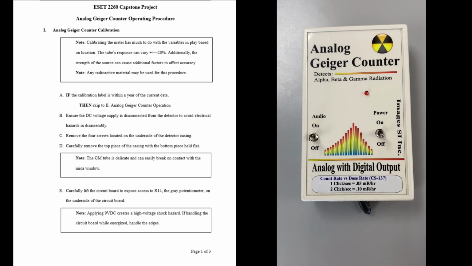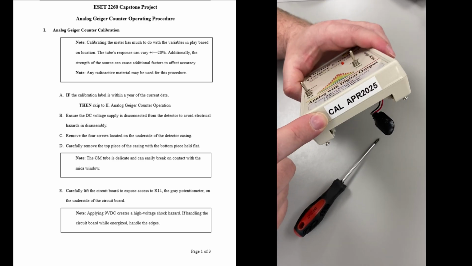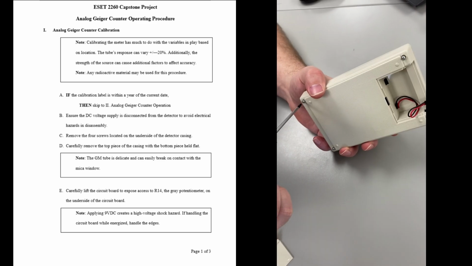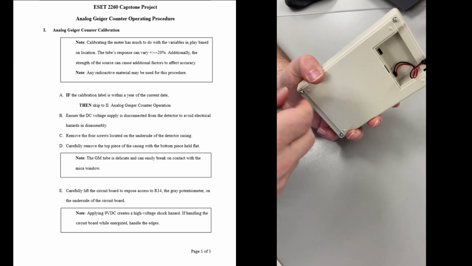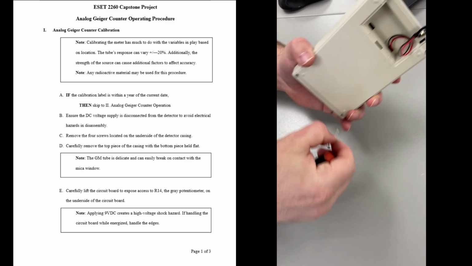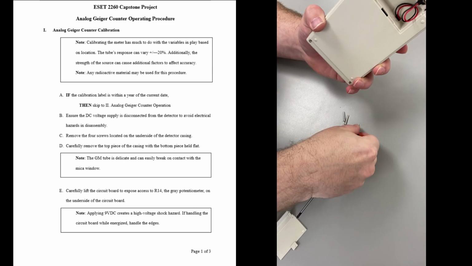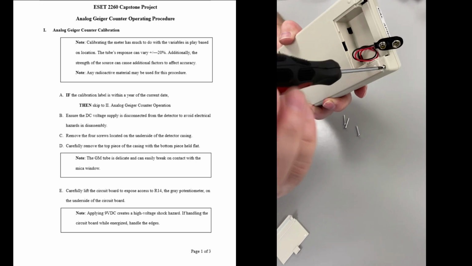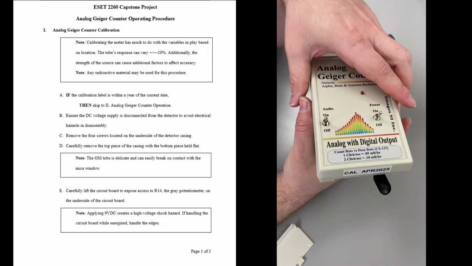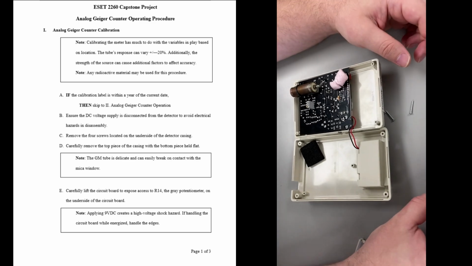So this is a video of our analog Geiger counter calibration. To start, we check our calibration label to ensure that it's within a year. Secondly, we ensured that the DC voltage supply was disconnected from the detector to avoid electrical hazards in disassembly. Next, we will remove the 4 screws located on the underside of the detector casing, and then we will carefully remove the top piece of the casing, holding the bottom piece flat to expose access to R14, the gray potentiometer on the underside of the circuit board.